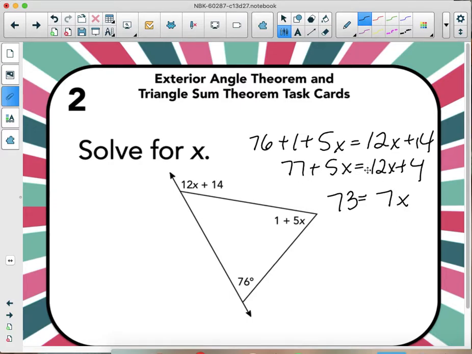Oops, sorry, not 73. Let's see. Was it 77? Oh, 14. Sorry, I wrote a 4, not a 14 there. So we subtract that. That gets us 63. Then we divide by 7. So we get our answer, x equals 9.